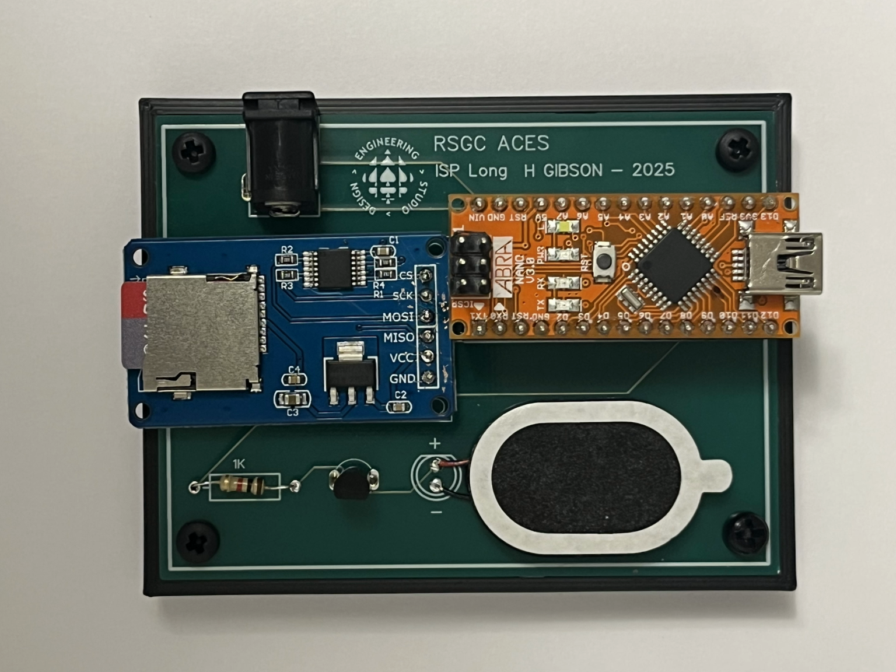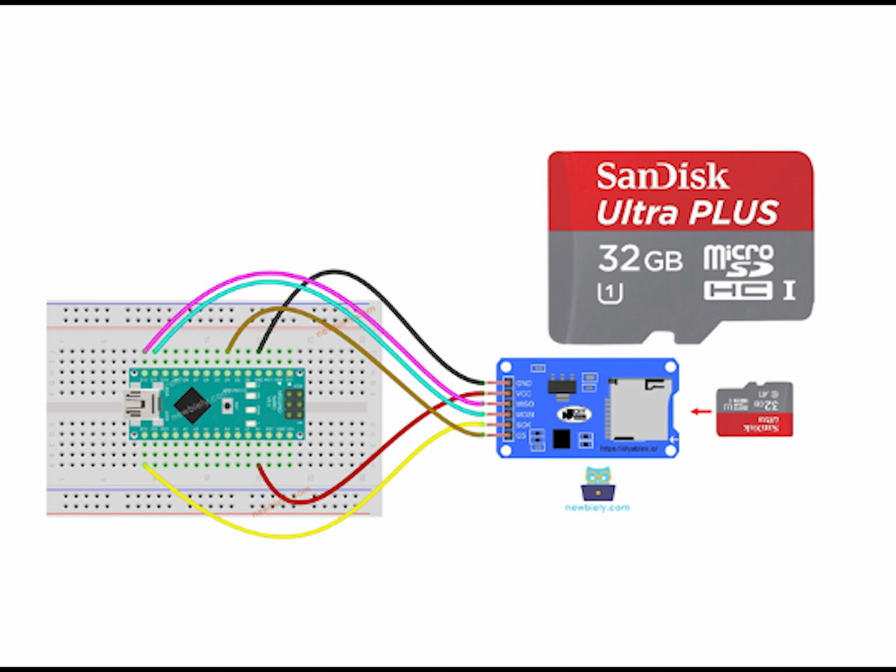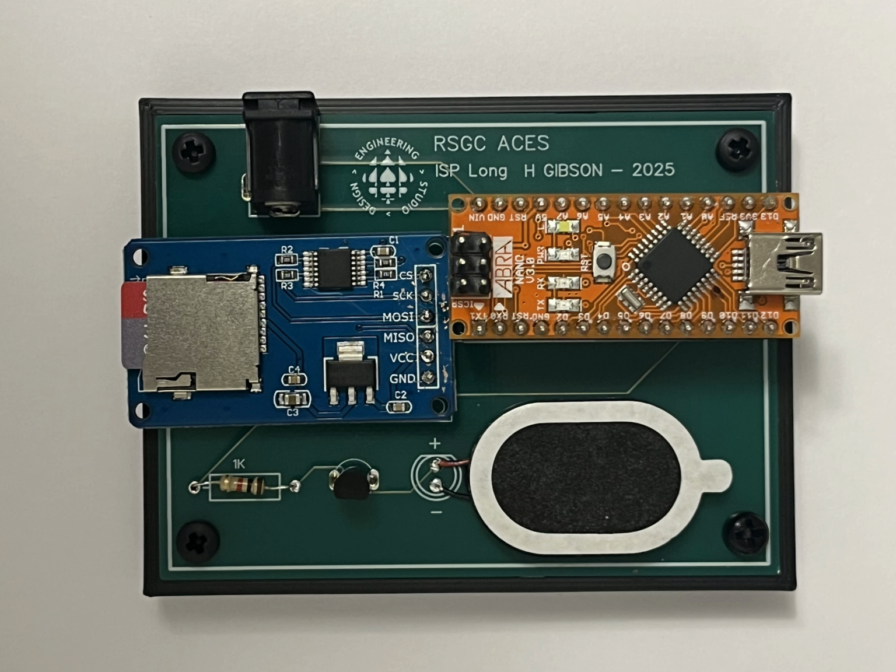All the parts of the system work together to achieve real-time audio playback. The Arduino Nano processes the .wav file stored on the SD card, generating a PWM signal for each sample. This signal is then amplified by the 2N3904 transistor, which powers the speaker to produce sound.